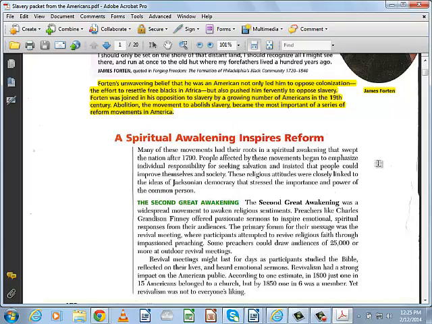Now that I get into the actual meat of the text, I'm going to take a look at this title that says, A Spiritual Awakening Inspires Reform. And I'm going to look for the main idea about what I'm supposed to be reading about so that I know what to take notes on. Many of these movements had their roots in a spiritual awakening that swept the nation after 1790. People affected by these movements began to emphasize individual responsibility for seeking salvation and insisted that people could improve themselves and society. And so we want to know, what is this spiritual awakening? And then we have another one called the Second Great Awakening. So I'm going to go to my notes.